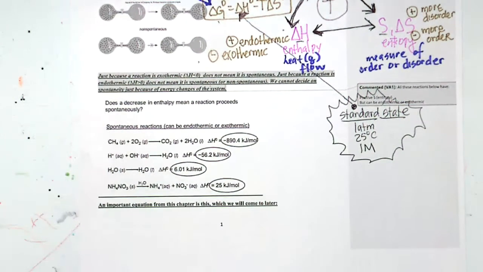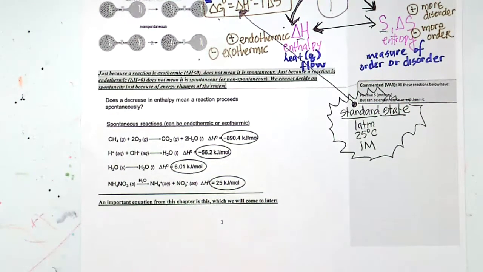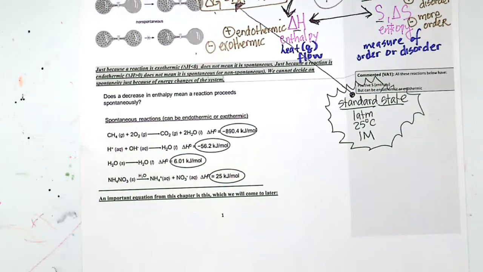But let me just take the last 5 or so minutes to go over some of these things here. So remember, entropy is a measure of disorder. And you guys said that a gas is more disordered than a solid, which is correct. Everything will have its own entropy, order or disorder.